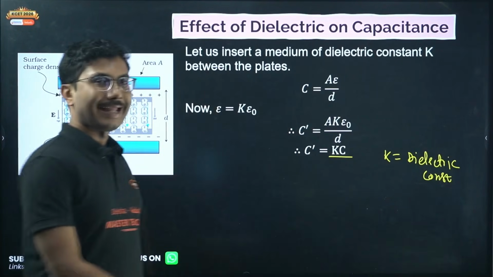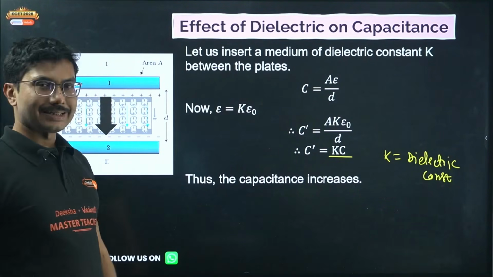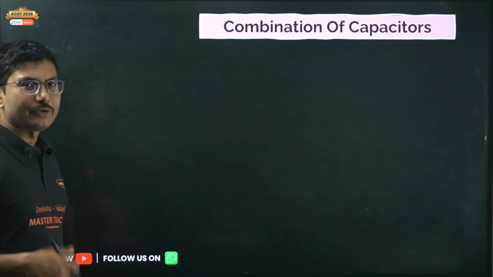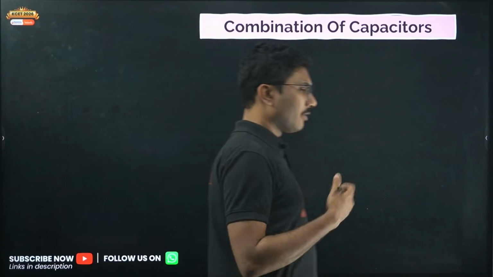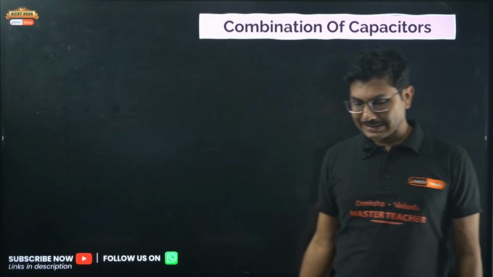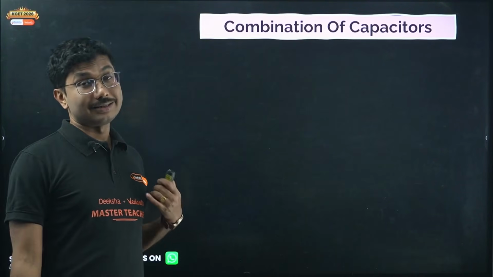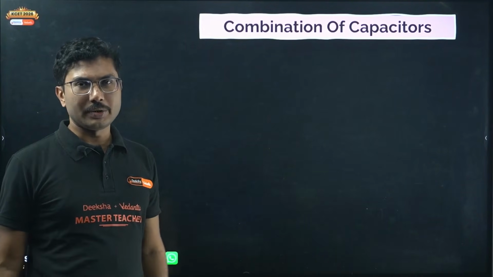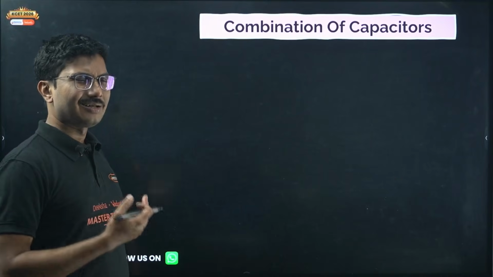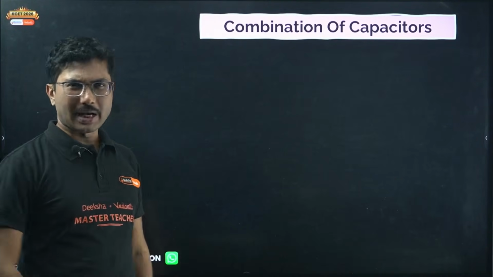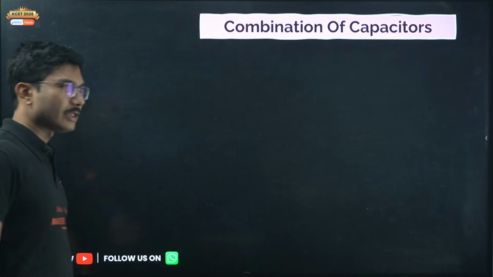Okay, then it is K into C. Thus the capacitance increases. So this is a way to increase the capacitance. If you are appearing for KCET exam, then this dielectric constant is very important in the formulas and numerical problems, but in board exam you can skip the dielectric constant part.